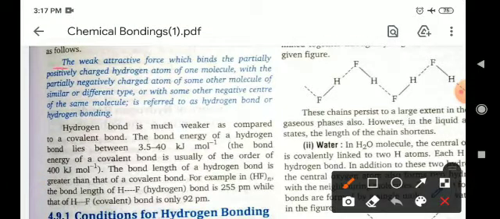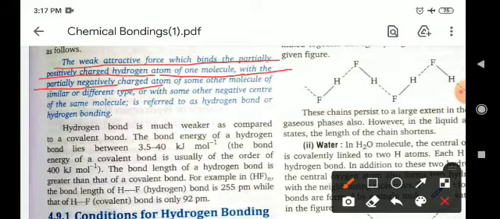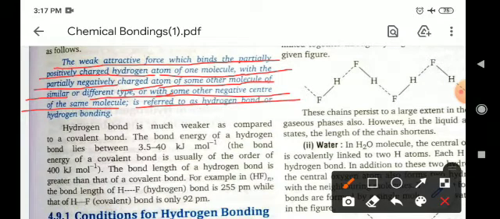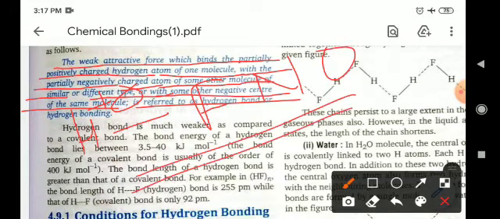Definition: the weak attractive force which binds the partially positively charged hydrogen atom of one molecule with the partially negatively charged atom of some other molecule of similar or different type, or with some other negative center of some molecule, is referred to as hydrogen bond or hydrogen bonding. You can say the weak attractive force between an electropositive hydrogen atom and an electronegative atom like fluorine, nitrogen and oxygen is known as hydrogen bonding.